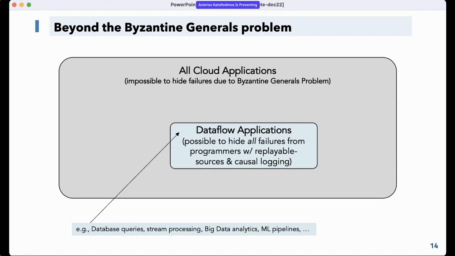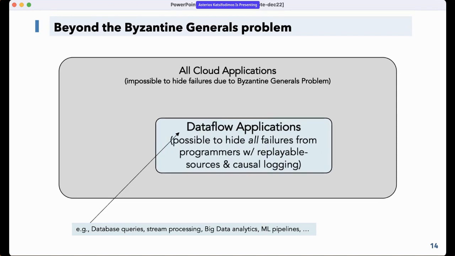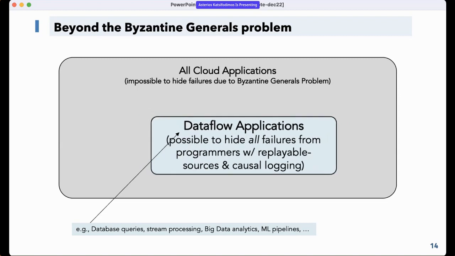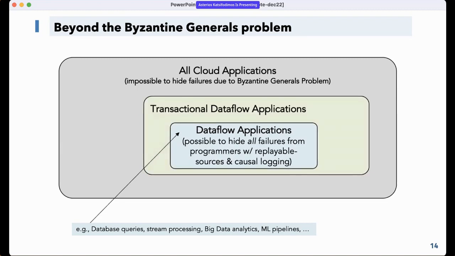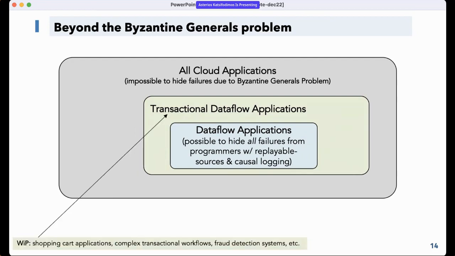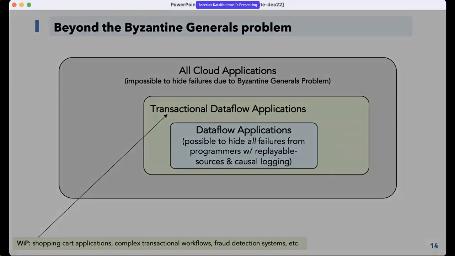Let's see if we can extend this a bit to what we call transactional applications, okay? Like the one of the shopping cart. What are transactional dataflow applications? Think of shopping cart applications, very complex transactional workflows, fraud detection systems, supply chain systems, etc. So those we will call transactional dataflows.